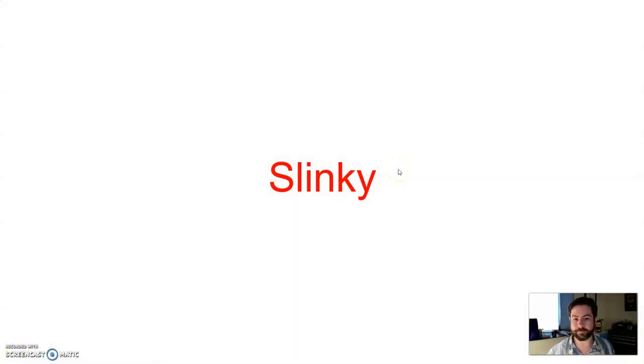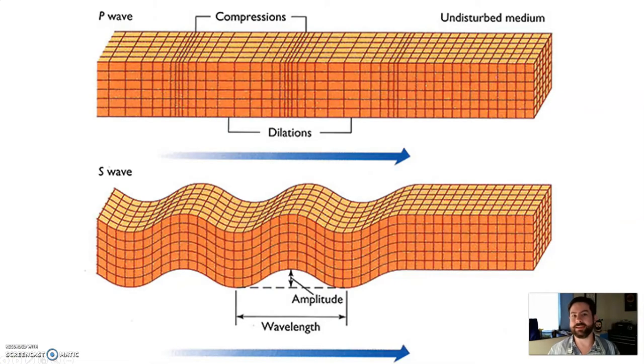And we're back. So here's a diagram of what we just saw. Again, a P wave, the primary wave, a compressional wave. You can see these compressions travel through the medium, and they can travel through solids and through liquids. And then the secondary wave, S wave, is also a shear wave.